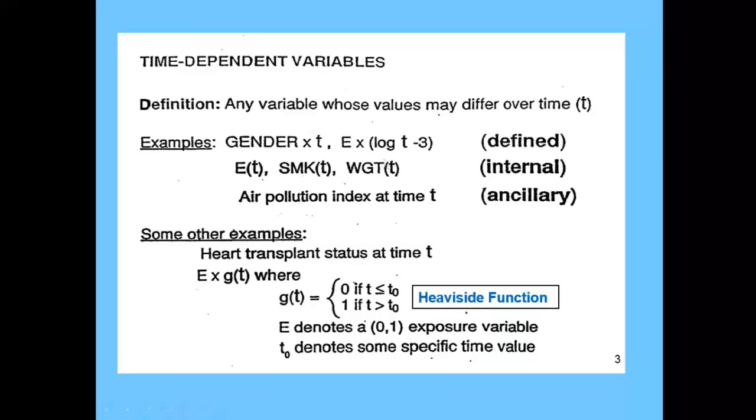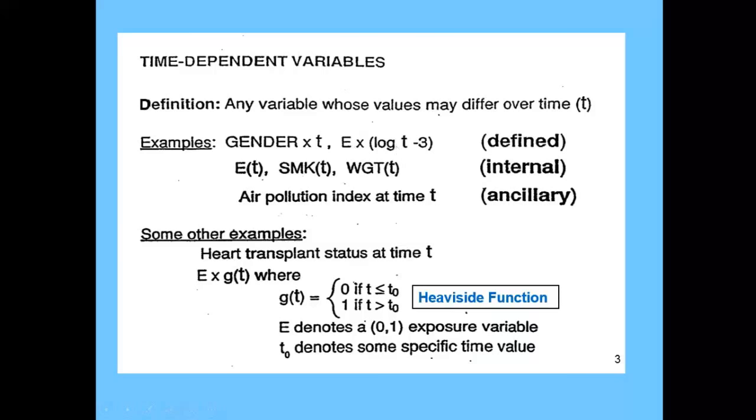E stands for exposure status. And then there's times log t minus 3. Is this variable a time-dependent variable? And the answer is, even though the E variable might be time-independent, you're either exposed or unexposed, it turns out that when you multiply it by some term that's a function of time, then you've got a time-dependent variable. In other words, the values of this variable are going to change depending on how time changes.